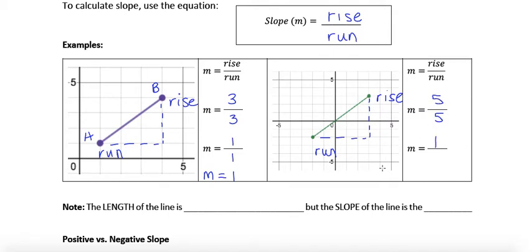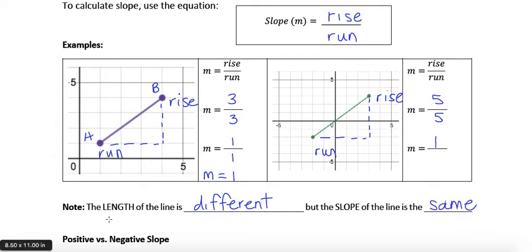We'll notice in this example that the lengths of the lines are different. In the left example, we're only looking at a line within the first quadrant, whereas the line in the second example goes from quadrant 1 down to quadrant 3. So the length of the line is different, but the slope of the line is the same.